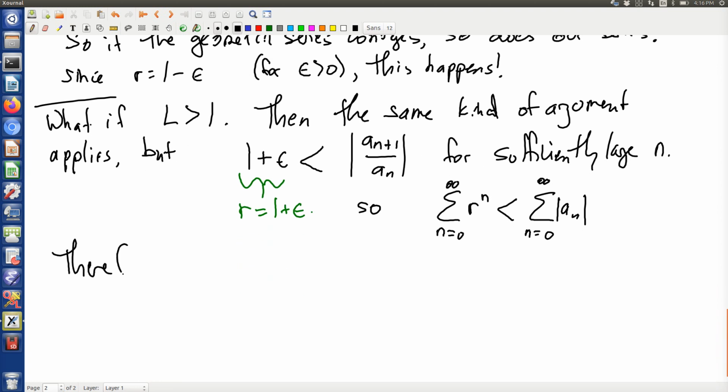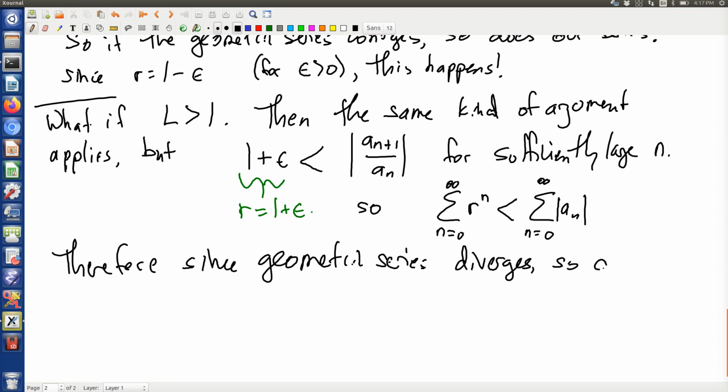Therefore, since the geometric series diverges, so does our series. And that's the end of the argument. End of proof.